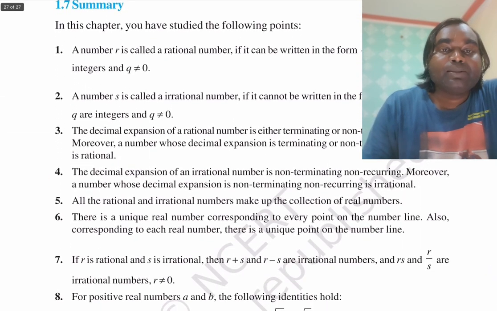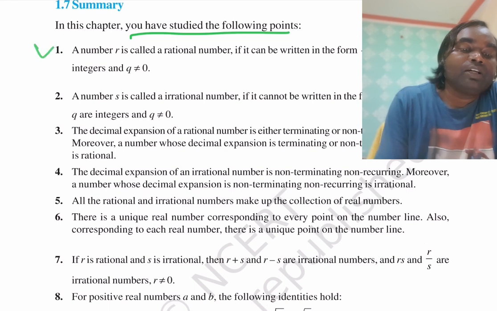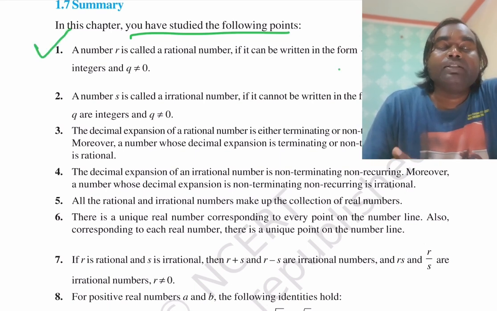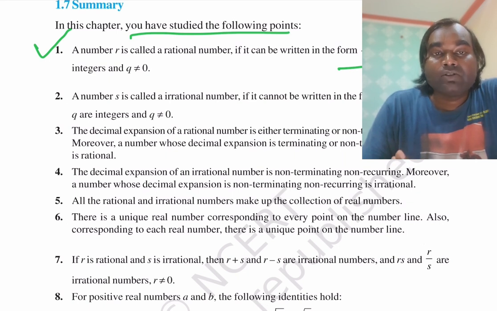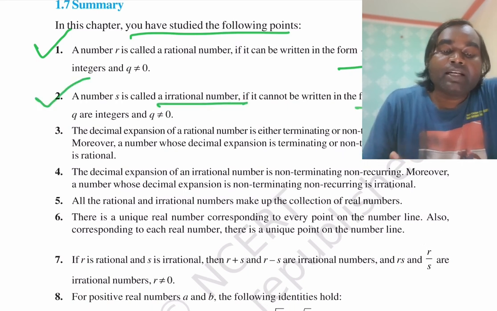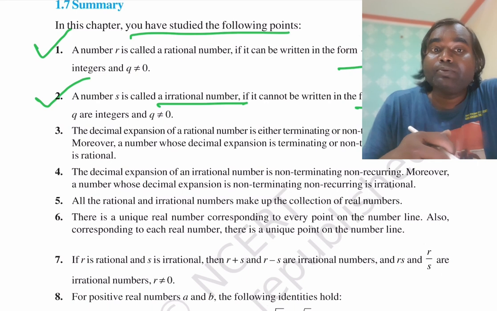Let us summarize the chapter. In this chapter, what did you learn? You have studied the following points. First, a number r is called a rational number if it is represented in the form p by q, where q is not equal to 0 and p and q are integers. A number s is called an irrational number if it cannot be written in the form p by q. If it is written in the form p by q, then it cannot be irrational.